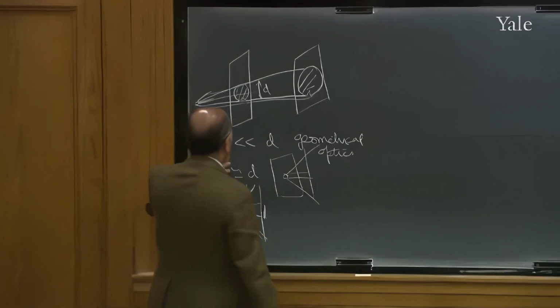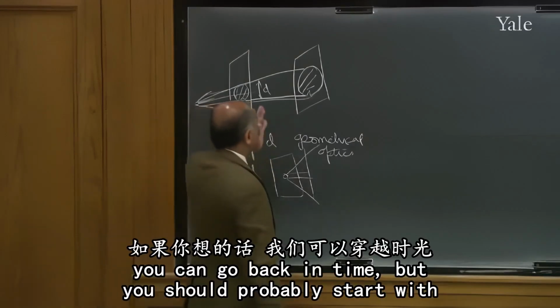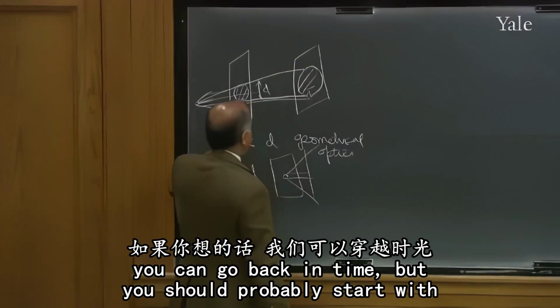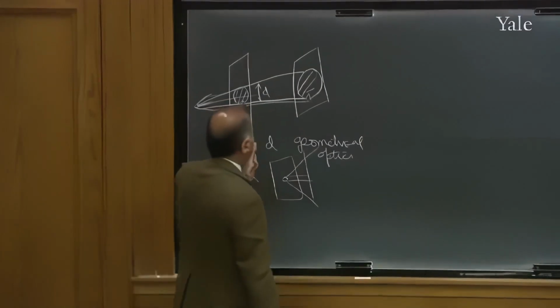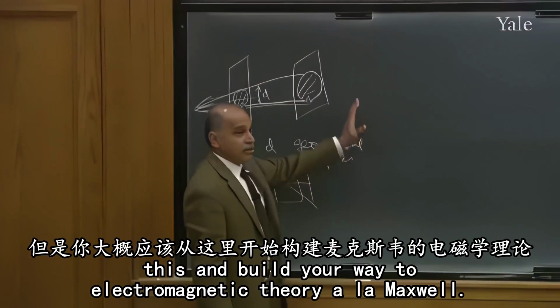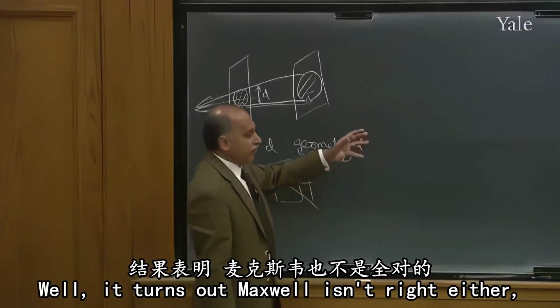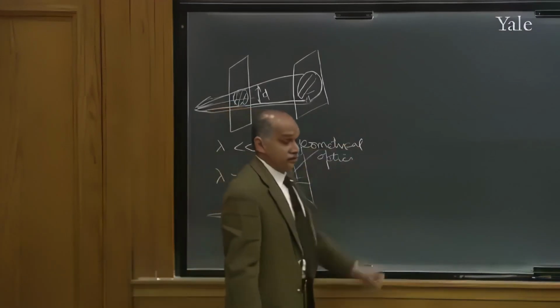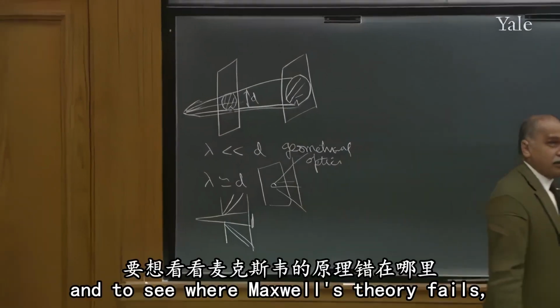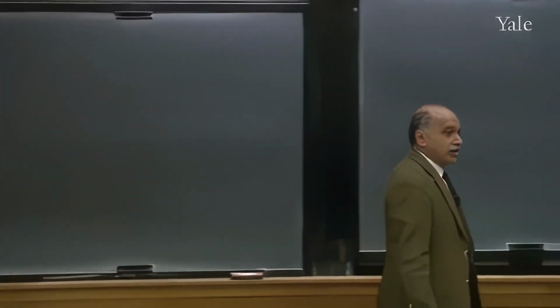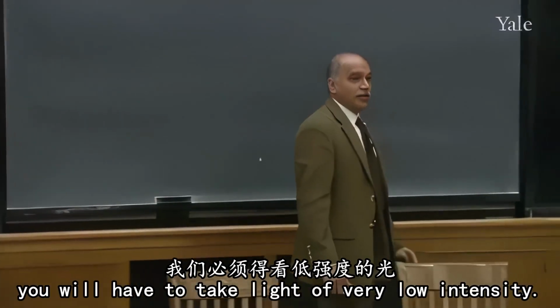Now, you might say, okay, if you want, you can go back in time, but you should probably have started with this and built your way to electromagnetic theory a la Maxwell. Well, it turns out Maxwell isn't right either. And to see when Maxwell's theory fails, you will have to take light of very low intensity.